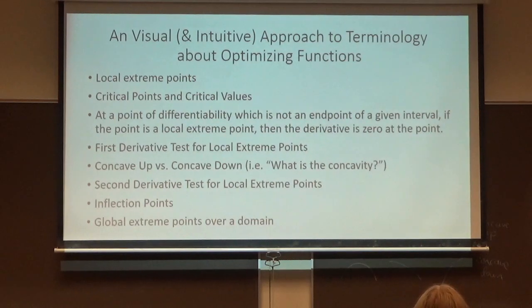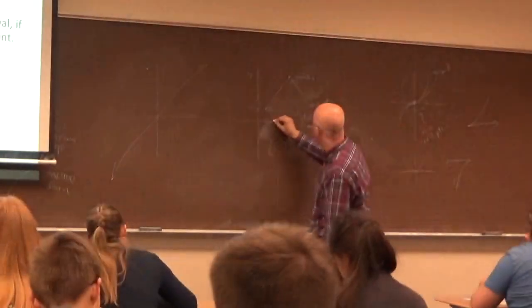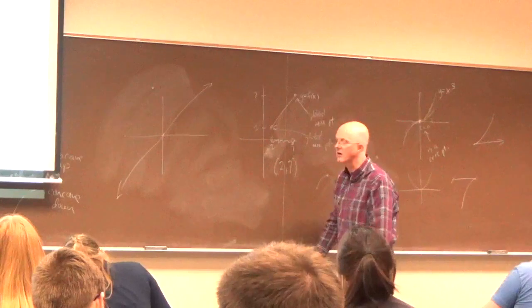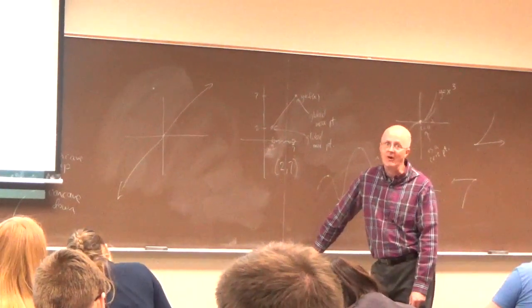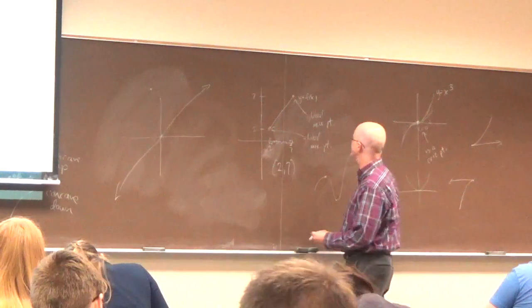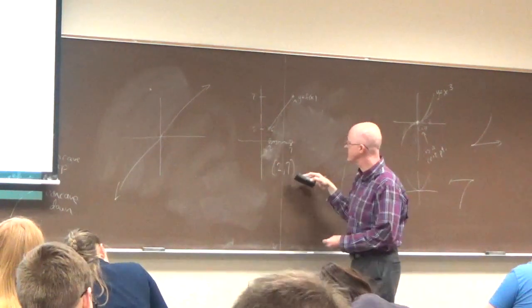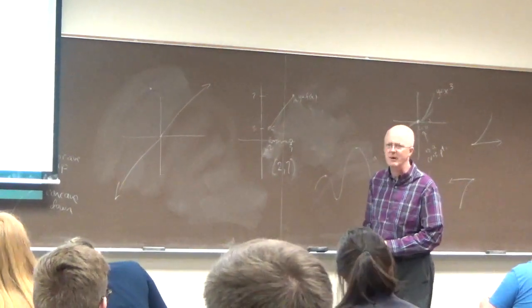If I do not include the endpoints as part of the domain here, so effectively these points are not part of the graph anymore, that actually doesn't have a high point or a low point anymore. I should erase these here. Same function, slightly different domain.